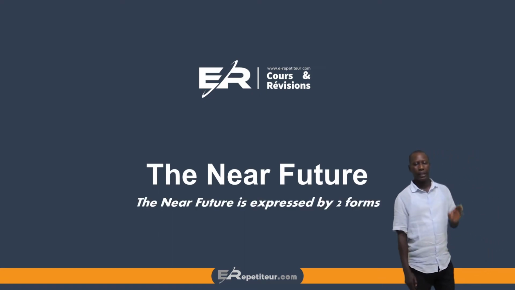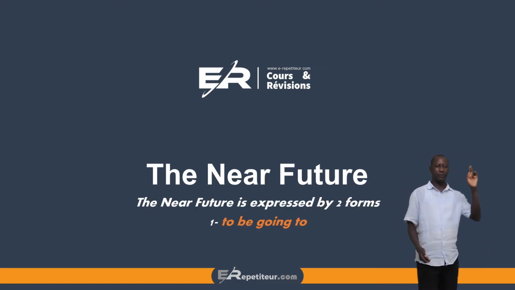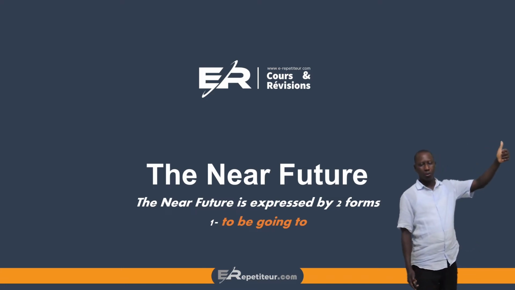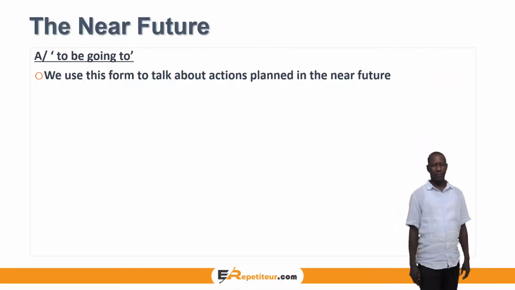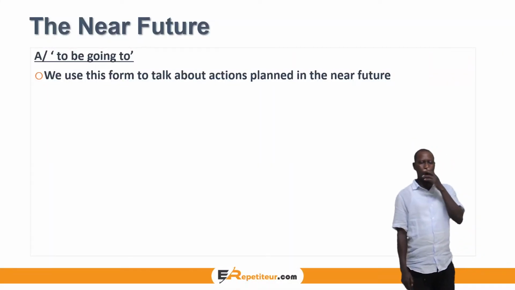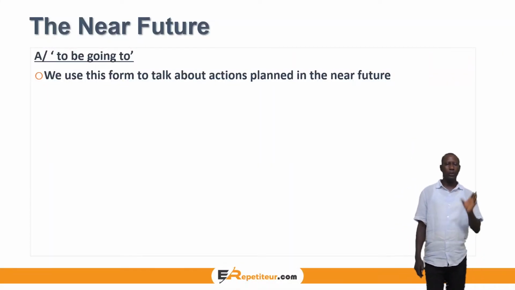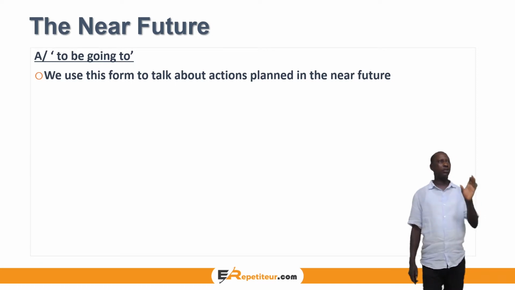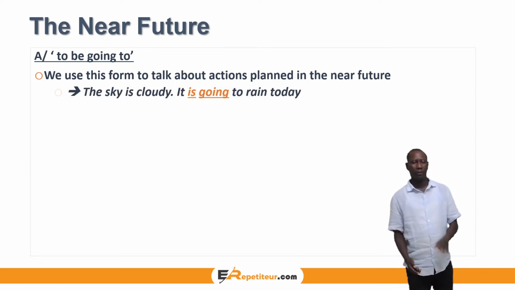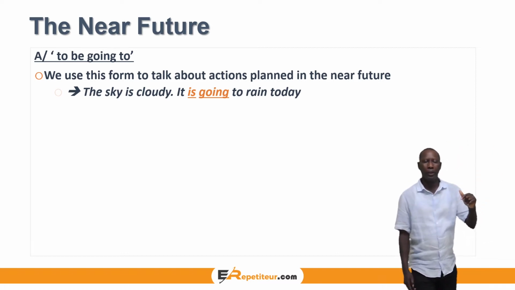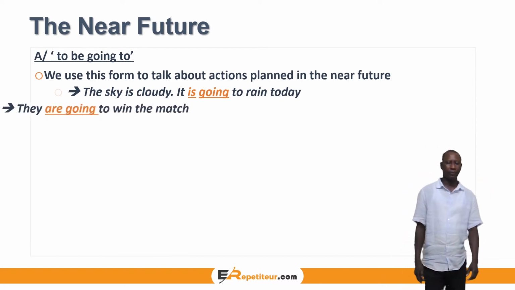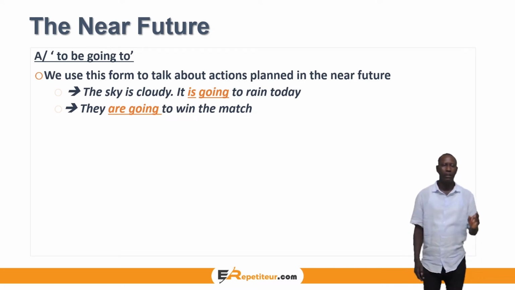Now, let's talk about the near future. The near future is expressed by two forms. First, to be going to. Second, the present continuous. To be going to: we use this form to talk about actions planned in the near future. The sky is cloudy, for example. It is going to rain today. They are going to win the match.